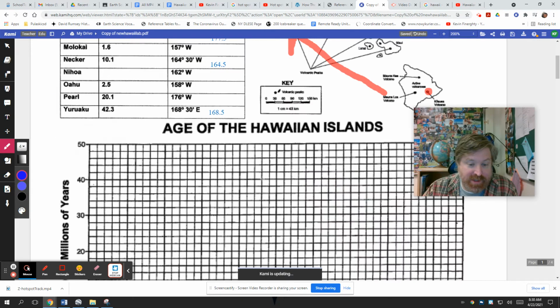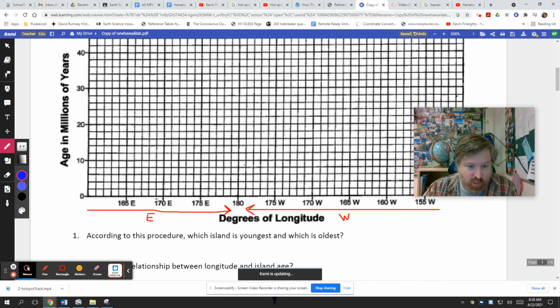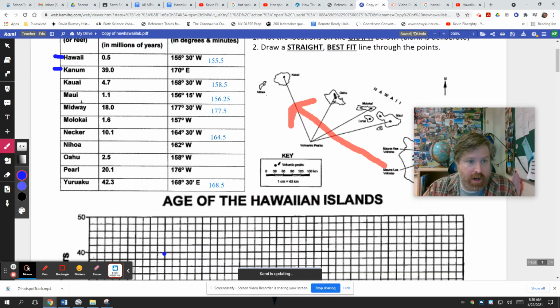39 million years at 170 east. Perfect. This will give us one in each. So 170 east, I'm counting that way. It's right there. And up to 39 million years. Maybe right about there. There you go. 2 done.